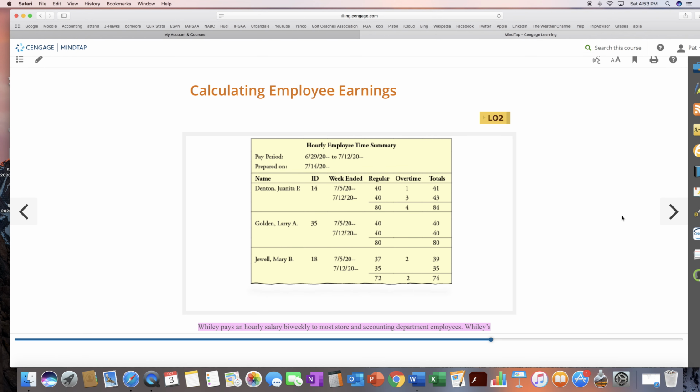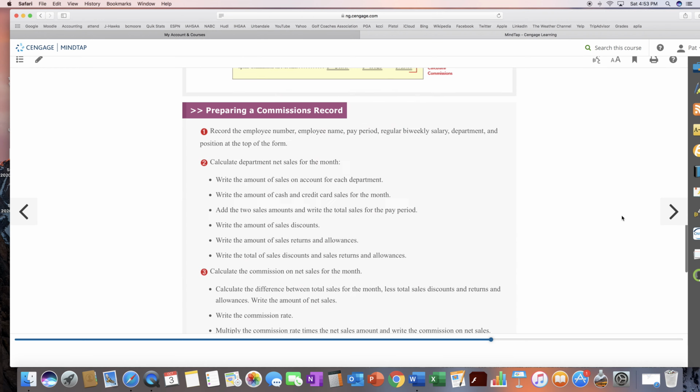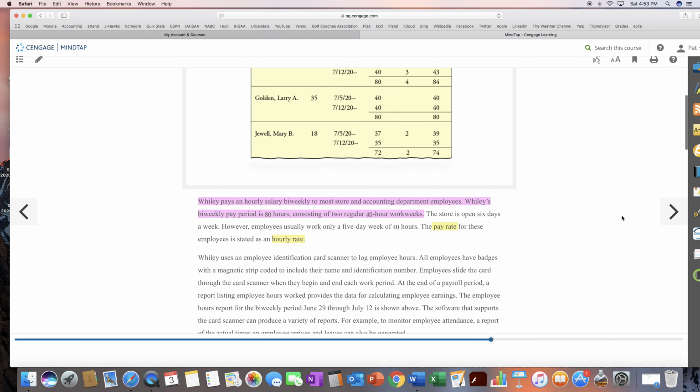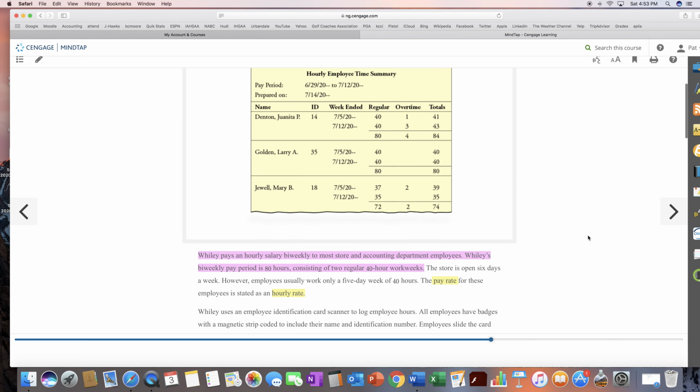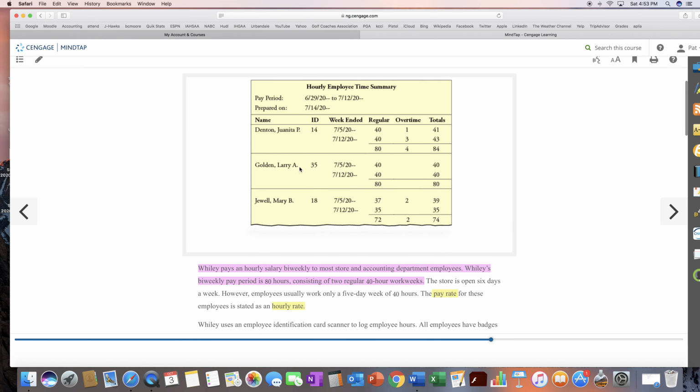Okay, so this is a pretty involved section here. We're going to be talking about these time summaries, these time cards. Basically, this is an employee's name listed here, their ID numbers, their pay periods, how many hours they worked, and if they worked over 40 hours, and we'll talk about that.